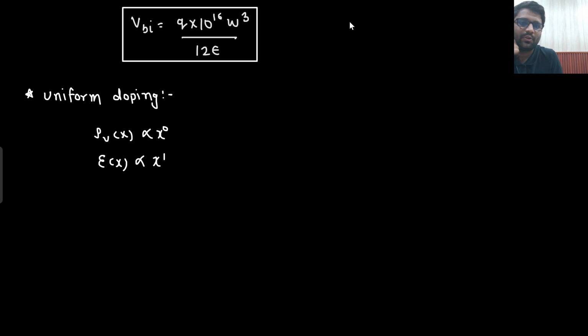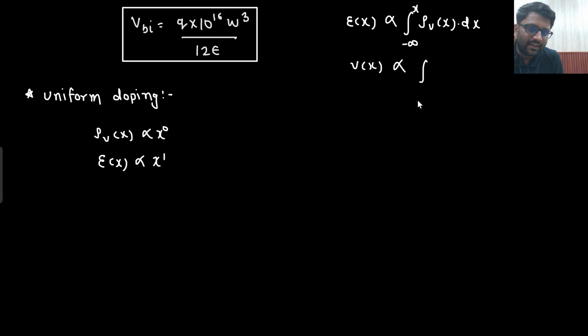Why is that so? Because you know that electric field is simply the integration of rho(x), and then my potential is simply the integration of E(x). So integration of x to the power 0, what would that be? x to the power 1. And then integration of x to the power 1, what would that be? x to the power 2.